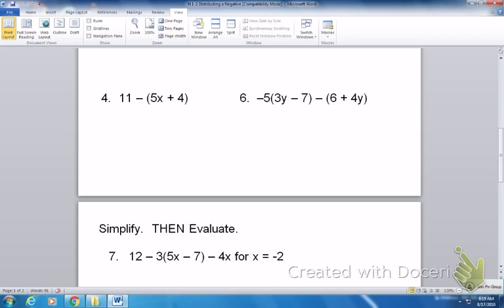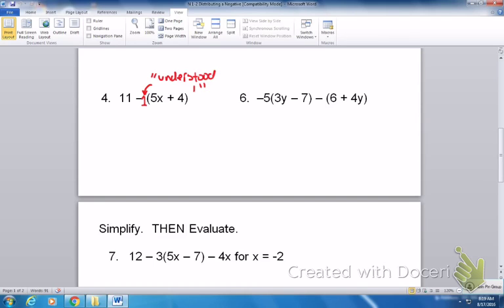Now this one is kind of tricky. It's 11 minus 5x plus 4, but there's something going on here that you need to realize. When you have a negative followed by a parenthesis, there's really a 1 there, okay? And I'm going to write something up here. It's called, there's an understood 1.